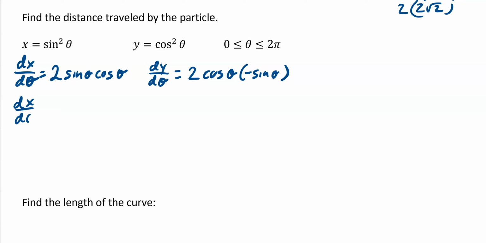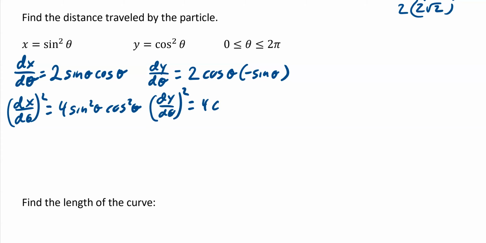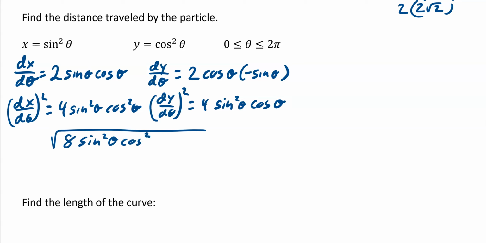So dx d theta squared would be 4 sine squared theta cosine squared theta. And then dy d theta squared would be 4, let's put them in the same order, so we'd have sine squared because the negative is just going to turn positive. Okay, now we have to add these together. So we end up with 4 plus 4, which is 8. They're both the same term, sine squared, cosine squared. And then now we square root the both of them. So we have 2 rad 2.